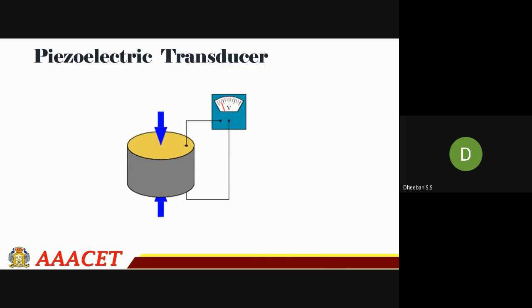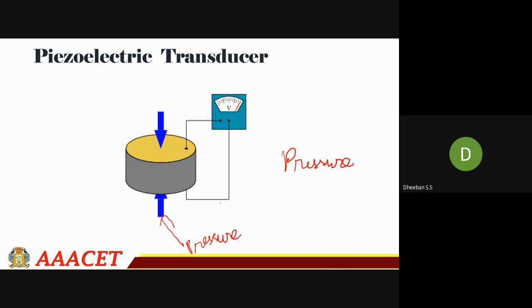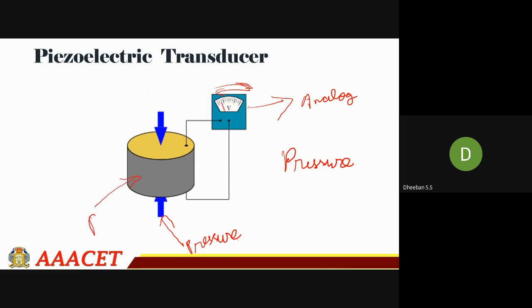So it is a piezoelectric transducer. This is based upon pressure. What you will be doing is applying pressure over here. Due to the applied pressure, there will be a variation in your voltage. The voltage you will be getting is your analog voltage. So this is your piezoelectric crystal. This piezoelectric crystal is designed such that it converts your pressure into electrical signals.